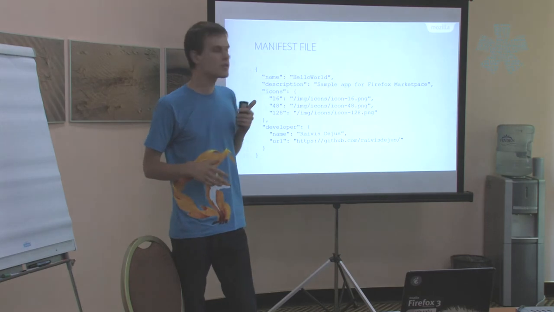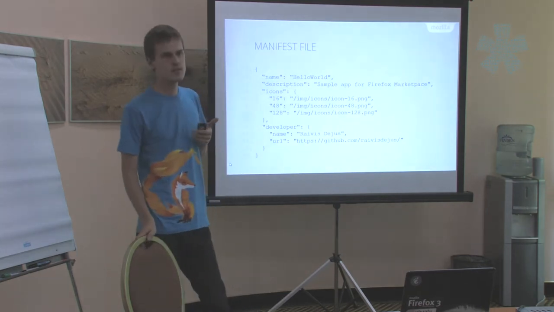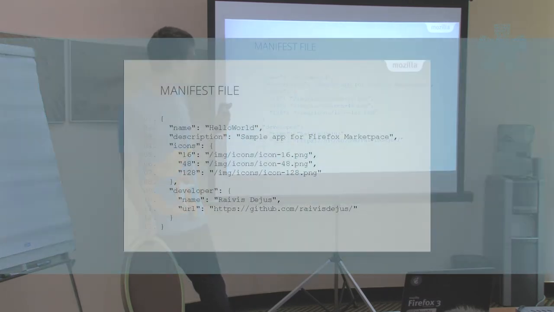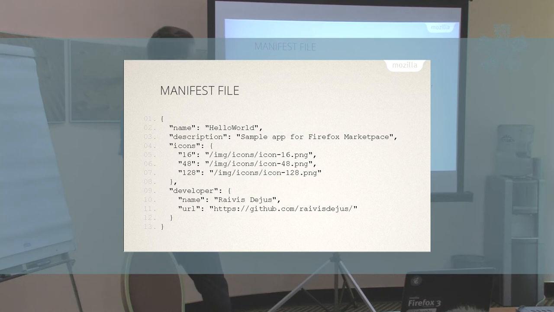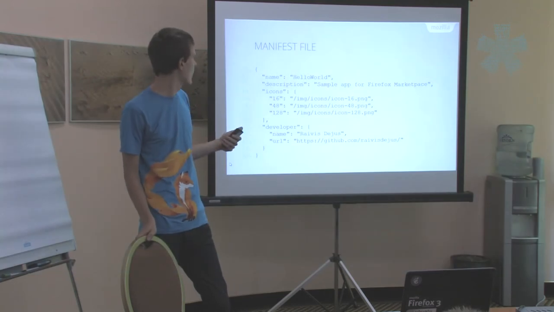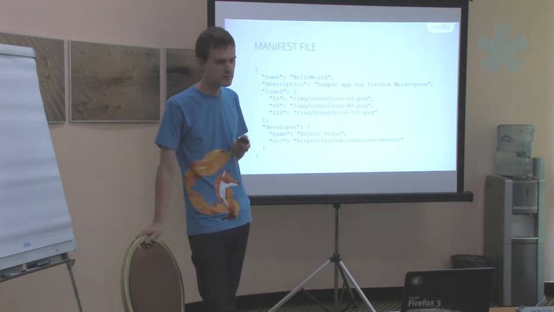And one thing that you have to add is manifest files. Manifest file is a simple configuration JSON object that says the basics about your app. And this is a very simple example of a manifest file. I'll show you a bit another example and explain what's in it a bit later.